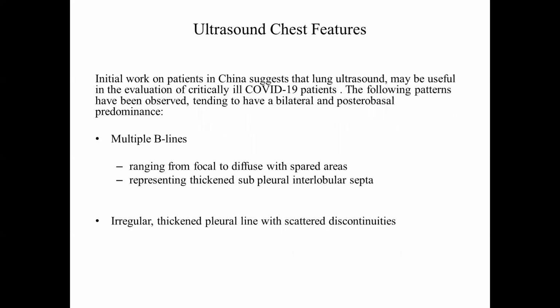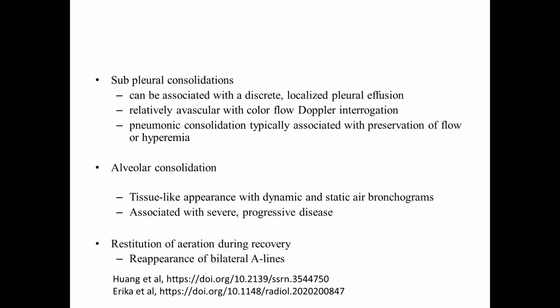Last slide, on ultrasound chest features. Initial work on patients in China suggests that lung ultrasound may be useful in the evaluation of critically ill COVID-19 patients, and they sorted out a few points. One is multiple B lines, ranging from focal to diffuse with spared areas, representing thickened subpleural interlobular septa, and an irregular thickened pleural line with scattered discontinuities.